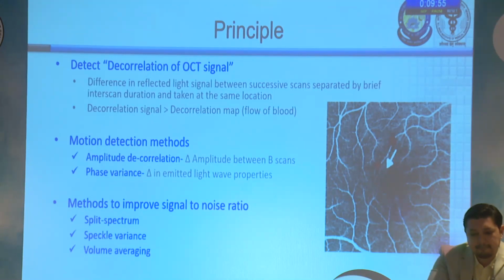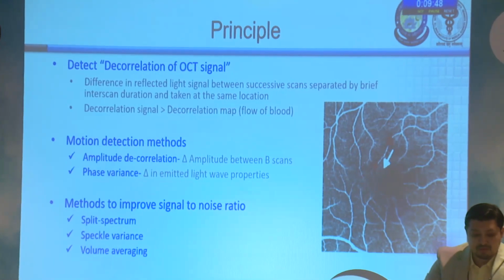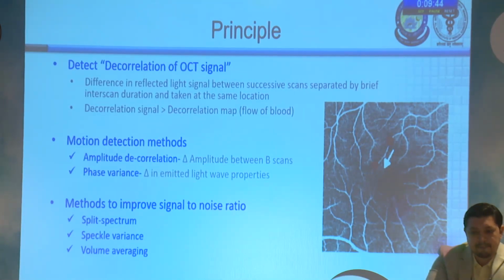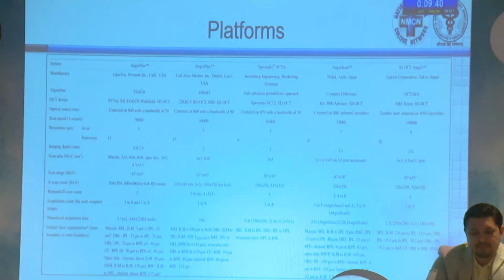Now there are other methods to improve the signal quality in OCT angiography, and accordingly you name the algorithms, such as split spectrum amplitude decorrelation angiography. Then you have the speckle variance and volume averaging. Now, I have no financial interest, but there are multiple platforms that are available commercially, and they have their own trade-offs. The important thing to remember here is that these platforms will segment differently.